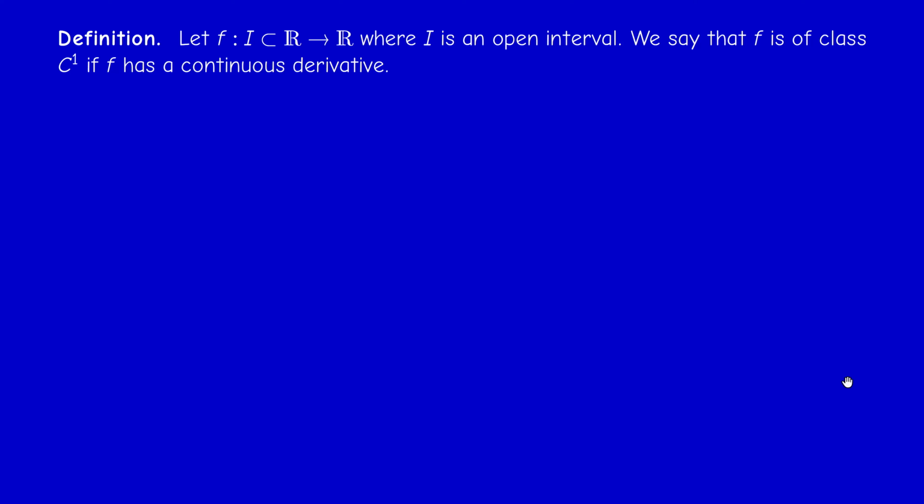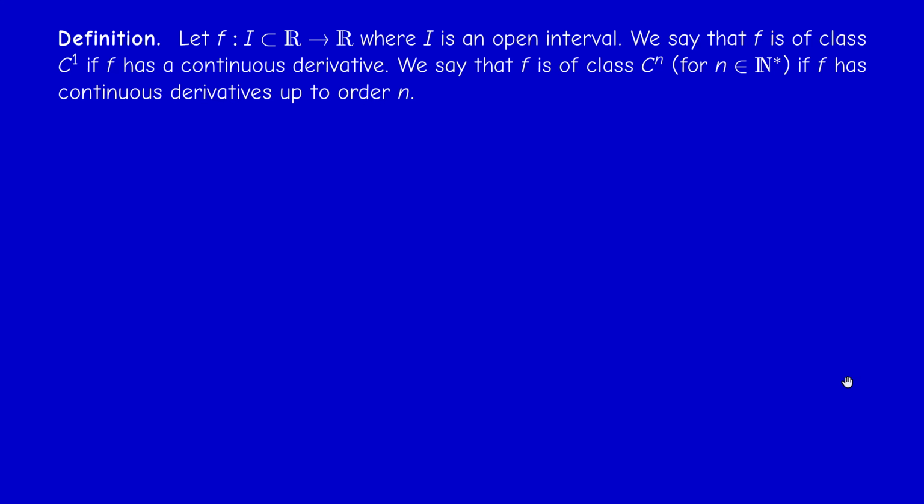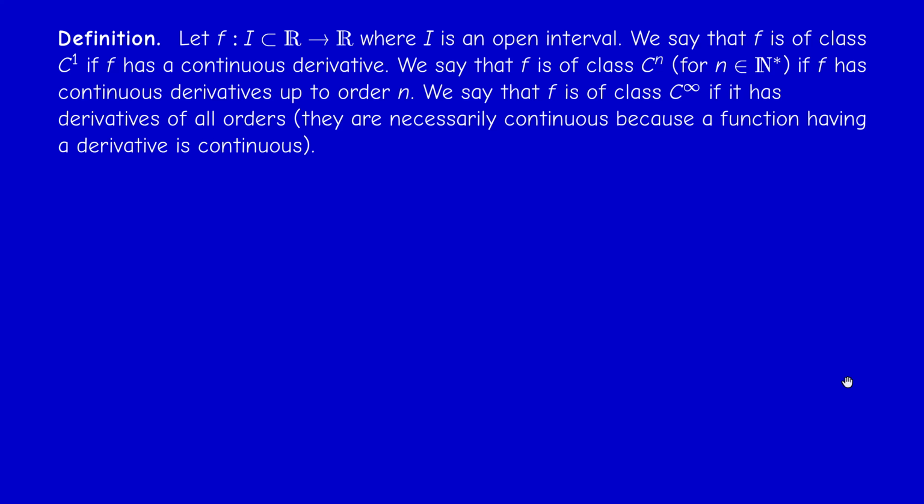What do I mean by a function of class C1? A function f is of class C1 if it has a continuous derivative. And more generally, a function f is of class Cn if it has continuous derivatives up to order n and including order n. And f is of class C infinity if it has derivatives of all orders and they are necessarily continuous because a differentiable function is continuous.